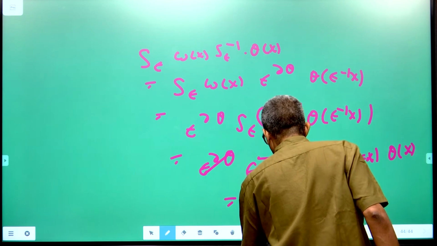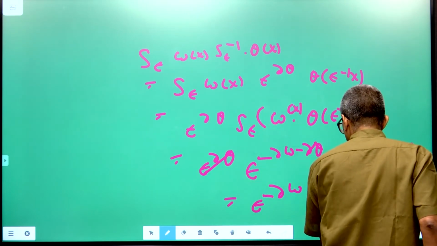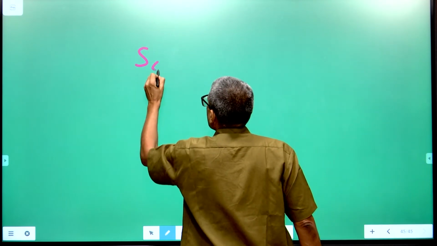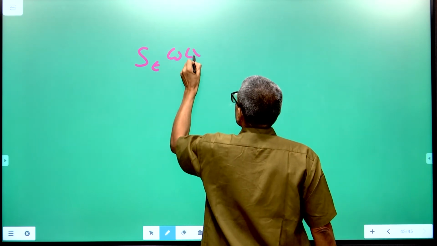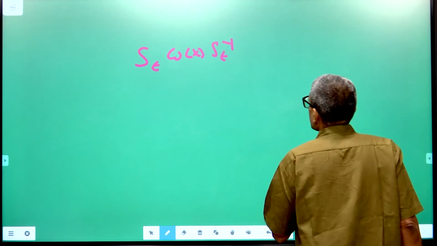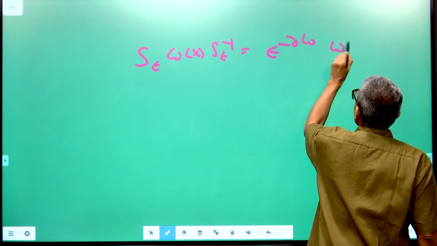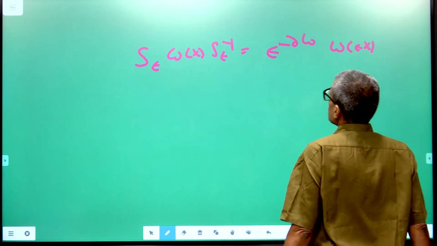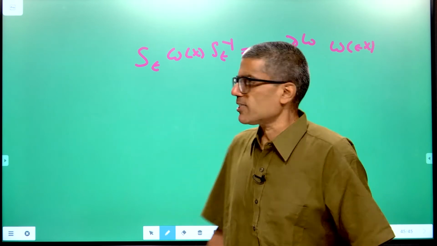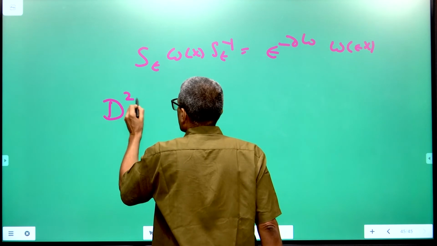So, this is nothing but epsilon power minus dou omega multiplied by omega epsilon x. So, in conclusion, what you can say is that the Getzler scaling, if you act on a function of x which takes values in the space of forms, is nothing but epsilon power minus dou omega multiplied by omega of epsilon x. So, I can take the supertrace by applying the Getzler scaling and take the limit as epsilon goes to 0. So, if you look at D square, what is it?